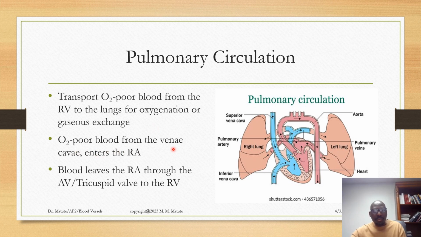And then oxygen-poor blood from the vena cava will enter the right atrium. So the superior vena cava and the inferior vena cava carry oxygen-poor blood. They'll deposit their blood in the RA, and then the blood in the RA will be pumped down to the RV through the tricuspid valve.